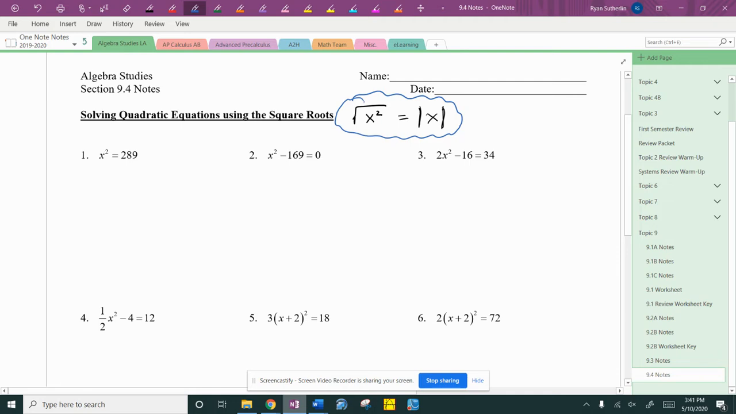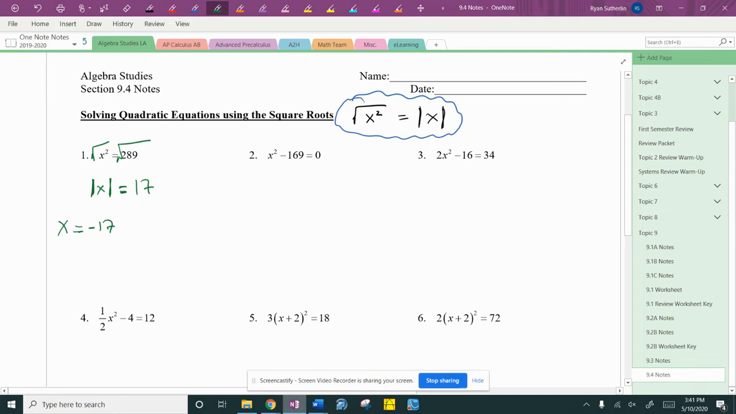I have x squared equals 289. So I take the square root of both sides, and we know the square root of x squared, according to this, is the absolute value of x. And then the square root of 289 is 17. Now, if you guys remember what absolute value of x means, it means: what number can I take the absolute value of and get 17? Well, I could take the absolute value of 17 and get 17, but I also could take the absolute value of negative 17 and get 17. So this has two answers.